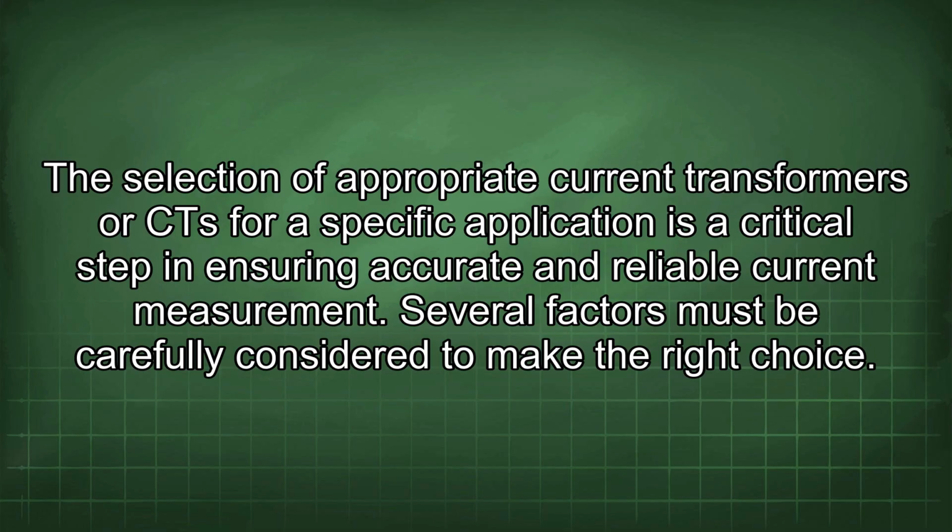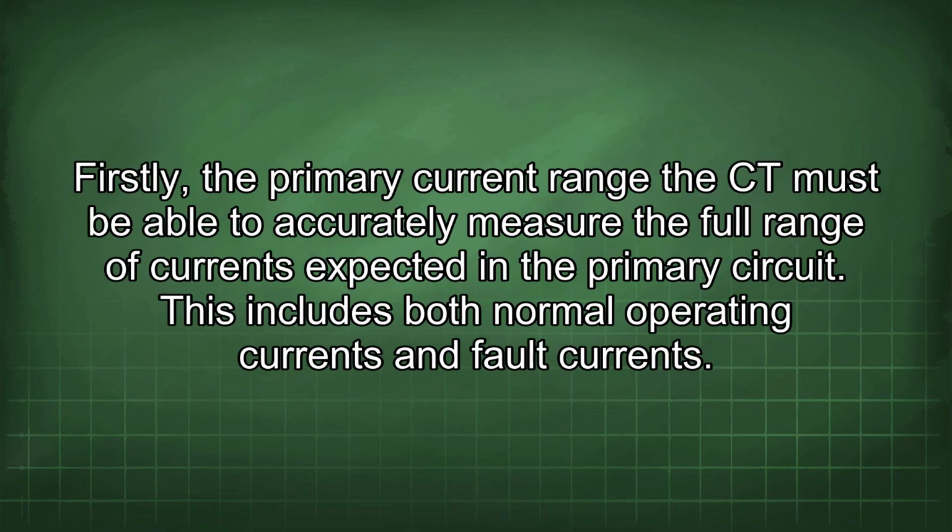The selection of appropriate current transformers, or CT, for a specific application is a critical step in ensuring accurate and reliable current measurement. Several factors must be carefully considered to make the right choice. Firstly, the primary current range. The CT must be able to accurately measure the full range of currents expected in the primary circuit. This includes both normal operating currents and fault currents.